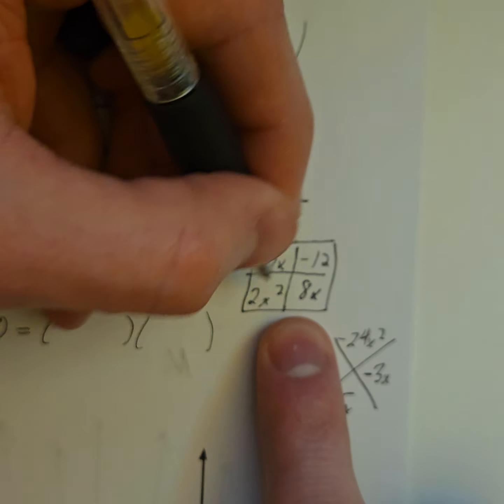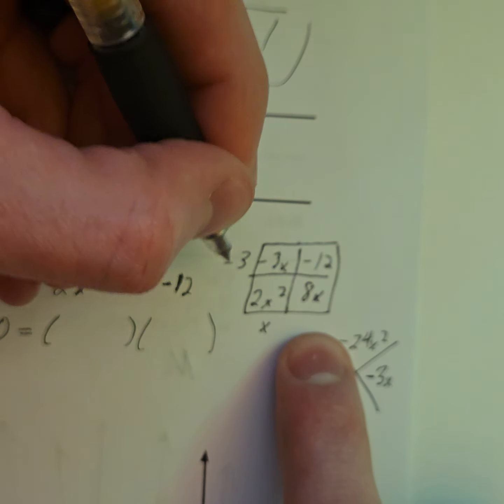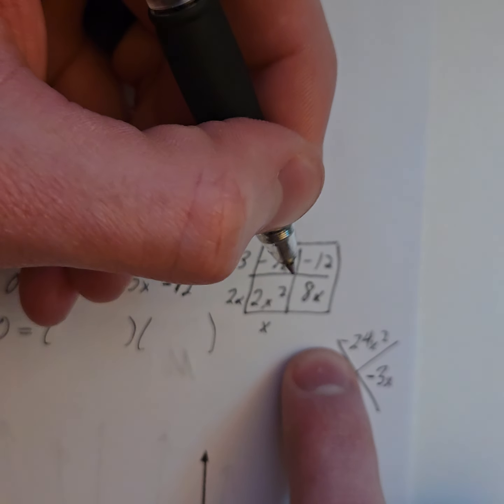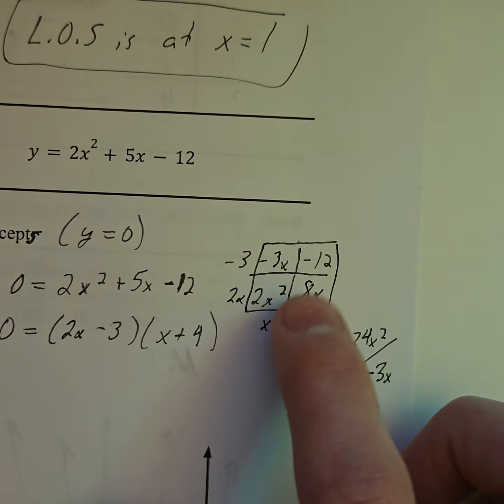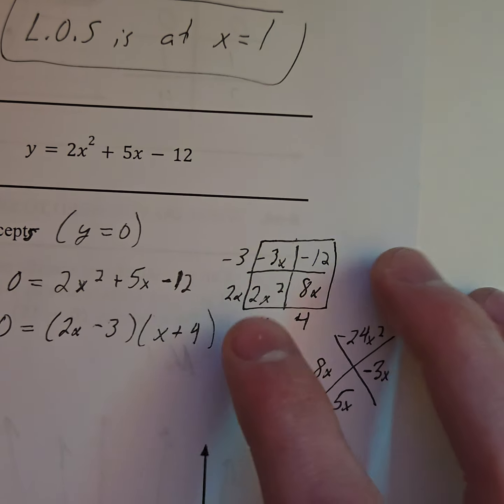Then you want to solve your box, and you should end up getting these numbers: 2x minus 3 and x plus 4. Again, you guys should know how to do this from last chapter. Make sure you keep practicing factoring if you're still struggling with it a little bit.